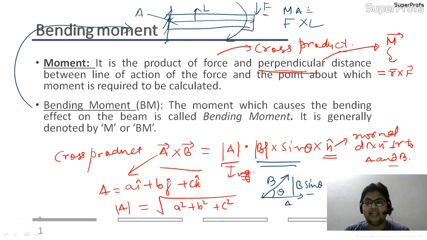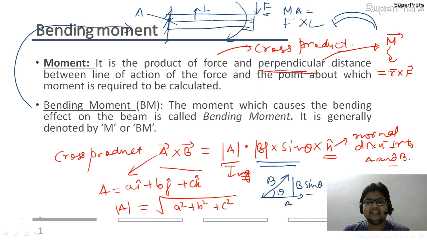So this is the bending moment, because it is causing the beam to hog. It will be bending like this. So bending moment is also a part of moment only, force into perpendicular distance. You can see clearly that this force and this length L are in perpendicular directions, so we directly multiply them, because theta becomes 90 degrees and sine 90 comes out to be 1. So it is nothing but F into L.